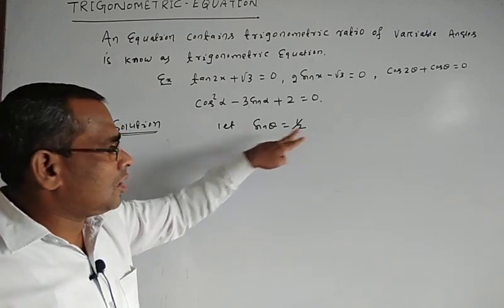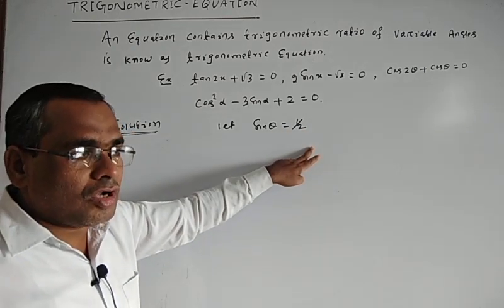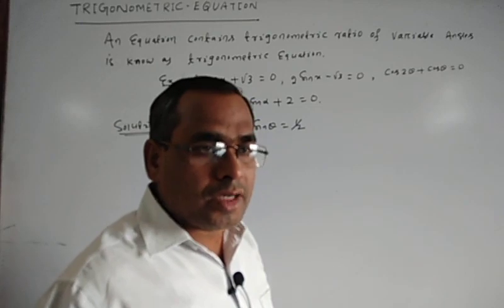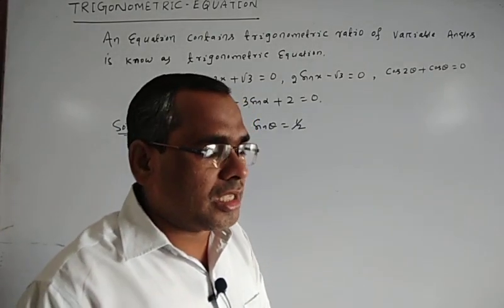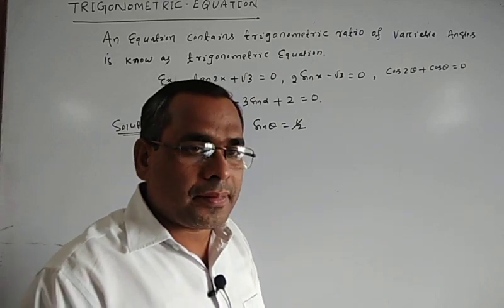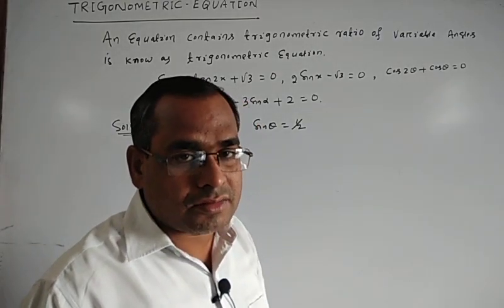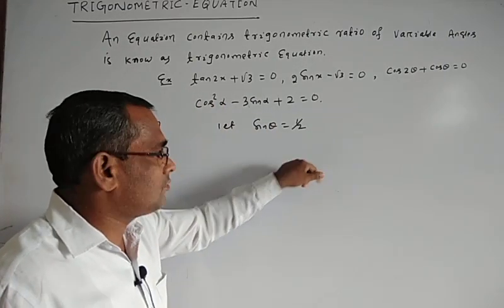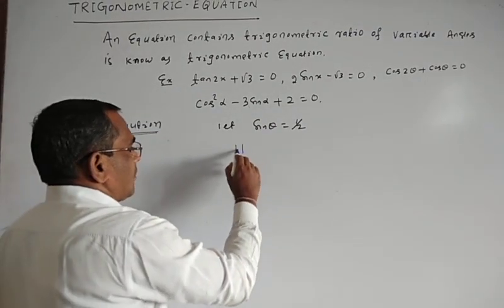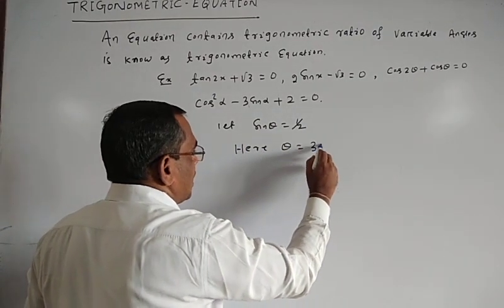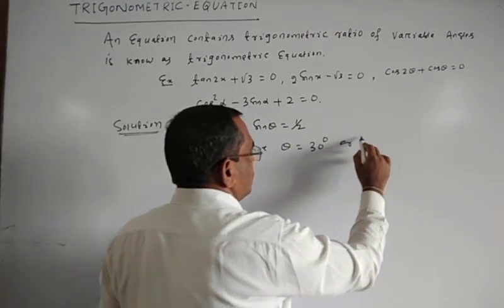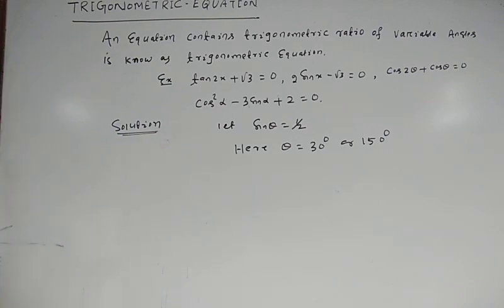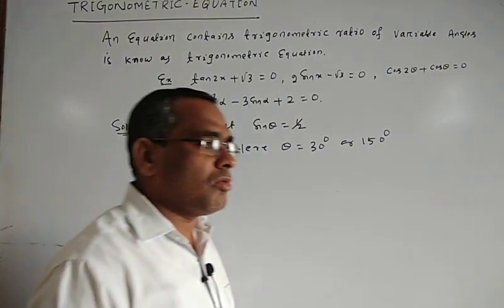You know, if theta is equal to 30 degree or theta is equal to 150 degree, then sin theta is equal to 1 by 2. But 30 degree and 150 degree lie in 0 to 360 degree. There are many values of theta for which sin theta is equal to 1 by 2. Here theta is equal to 30 degree or 150 degree are the solution, because sin 30 degree is equal to 1 by 2 and sin 150 degree is also 1 by 2.